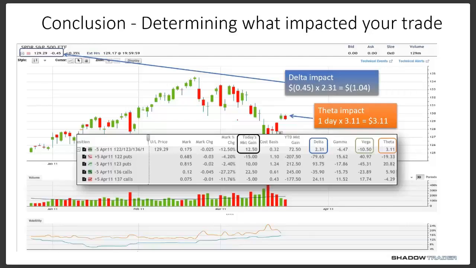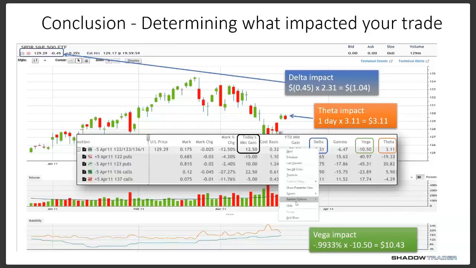Now, how about my implied volatility? My implied volatility is a minus 10.5. What did it change? Well, the only way to tell that is to go down. Where's my little cursor? Hold on. I lost my cursor. There we go. The only way to tell that is to go, what's the difference between this day?